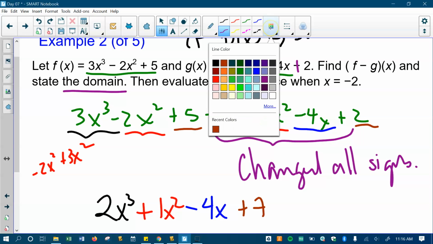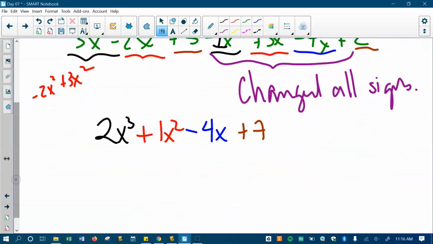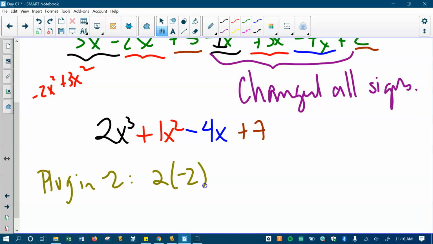To evaluate. Evaluate is a very, very fancy way of just saying plug in. So plug in -2 now. So plug in -2, and we got 2 times, in parentheses when you enter your calculator, 2 cubed plus 1 times -2 squared minus 4 times -2 plus 7.